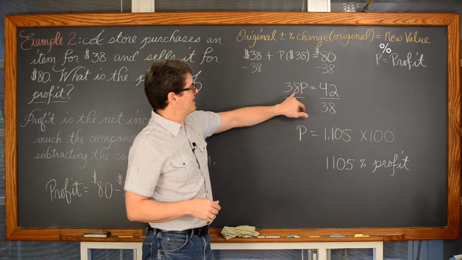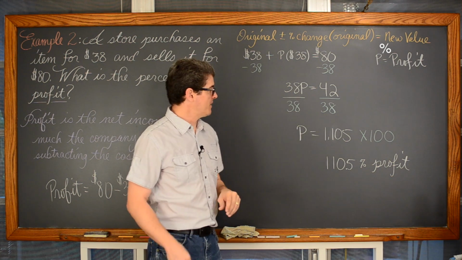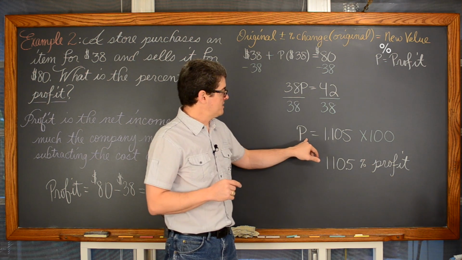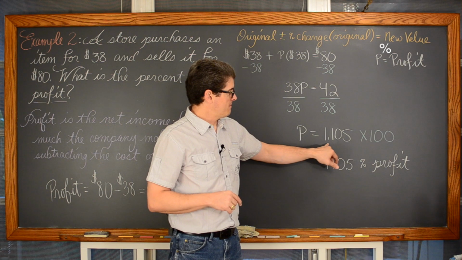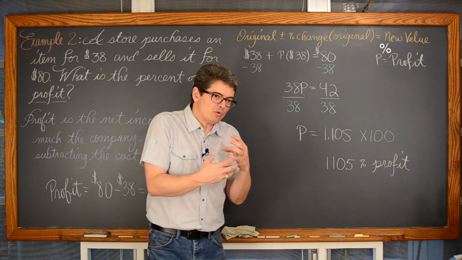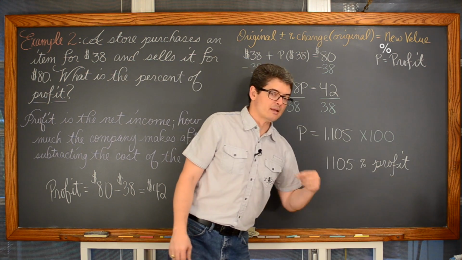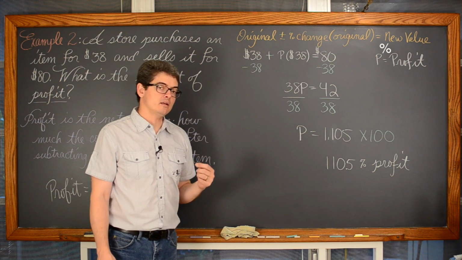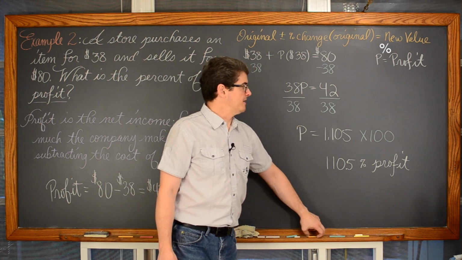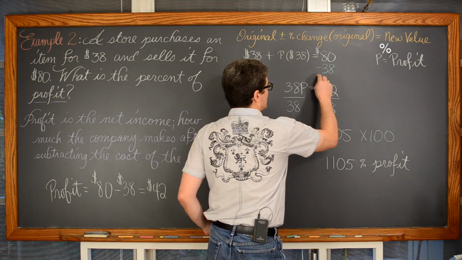Okay, so we're going to have now 38P is equal to 42. We're going to divide away the 38 to undo that multiplication. And we have P, that profit, is going to be 1.105, but now that's just a decimal version of the percent of profit. So now we have to multiply it by 100 to get to that actual value of 110.5% profit.